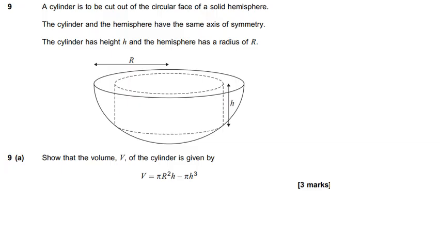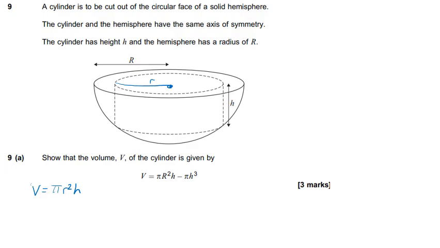Right, question 9 is an optimization problem. So a cylinder is cut out of a hemisphere, and we want ultimately to find the biggest cylinder that we can cut out of it. So big R is the radius of the hemisphere. H is the height of the cylinder, and we want to find the volume of the cylinder. Well, first of all, we know that the volume of the cylinder, let's add a small r for the radius of that cylinder, we know that V is equal to pi r squared times h.